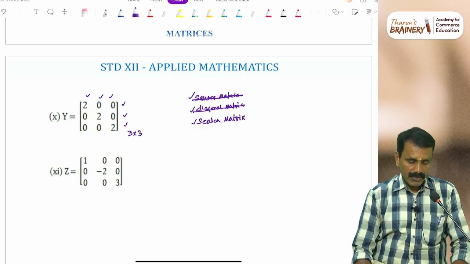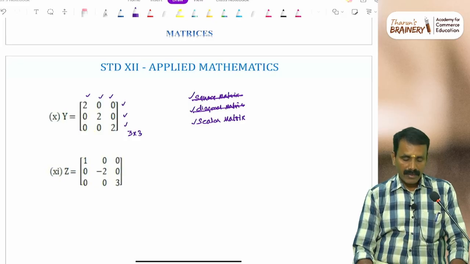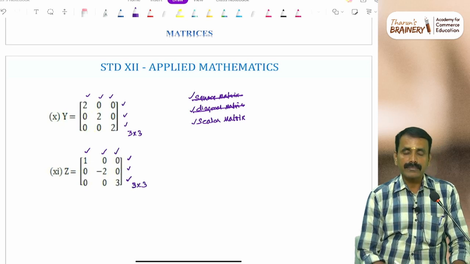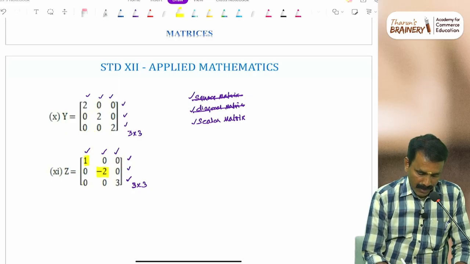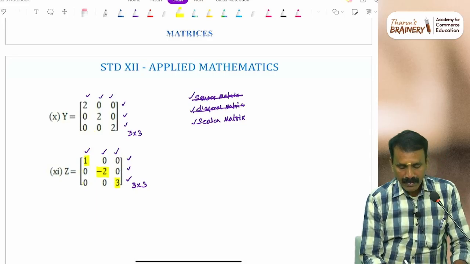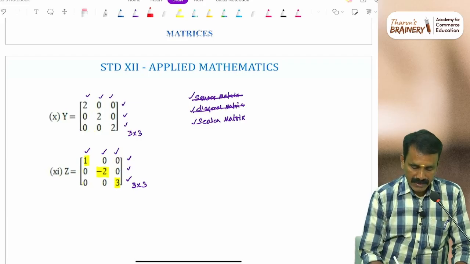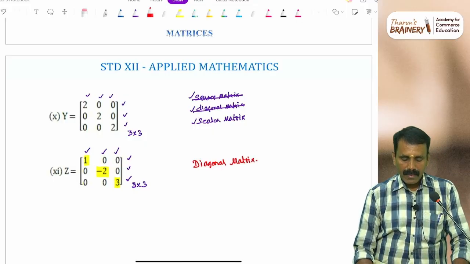Now, come to the last question, [1, 0, 0; 0, -2, 0; 0, 0, 3]. Here also it has an equal number of rows and columns. So, it is 3 by 3, a square matrix. In that square matrix, except the diagonal elements 1, -2, 3, all other elements are 0. So, what is the name of this matrix? It is nothing but a diagonal matrix.